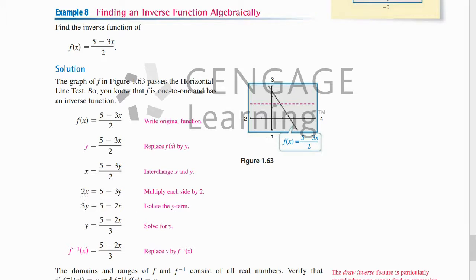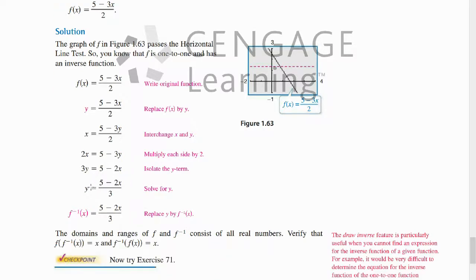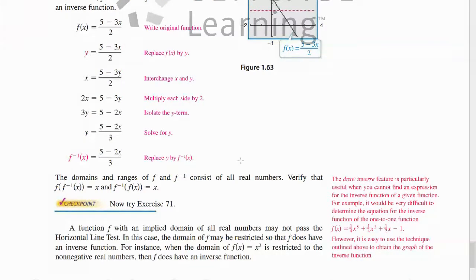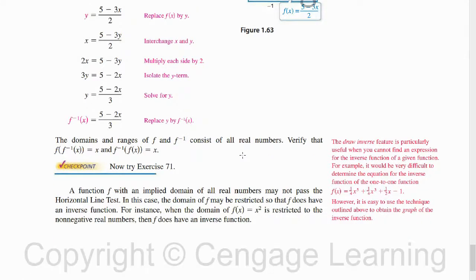So this becomes positive 3x, and this 2 becomes negative. And then they're going to divide both sides by 3, so this would be my inverse. Solve for y. So change the y to f inverse. All right. Now you would verify that f of f inverse and f inverse of f would always equal x. And to save a little bit of time, they do. Okay, so those are inverses.